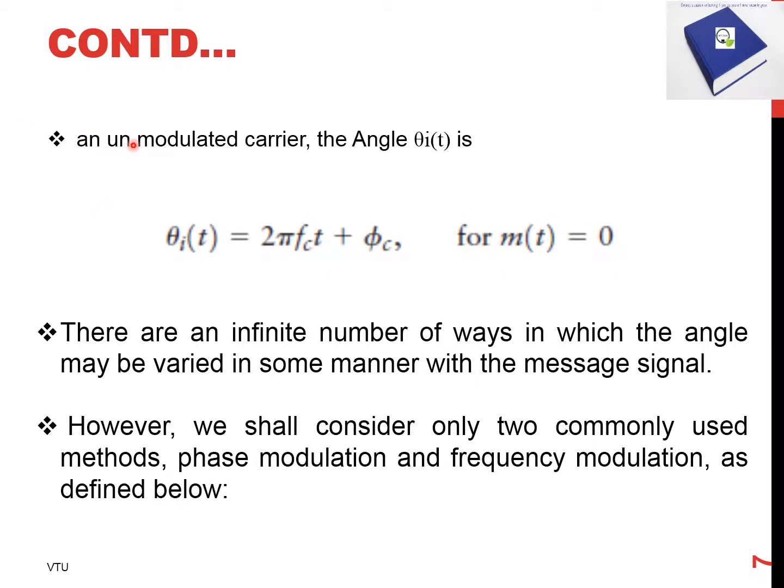Now, in the case of an unmodulated carrier, the angle theta i of t is equal to 2 pi fc t plus phi c, for m of t equal to 0. There are an infinite number of ways in which the angle may be varied in some manner with the message signal. We shall consider only two commonly used methods, phase modulation and frequency modulation, as defined below. So we will be concentrating only on frequency as well as phase modulation techniques.